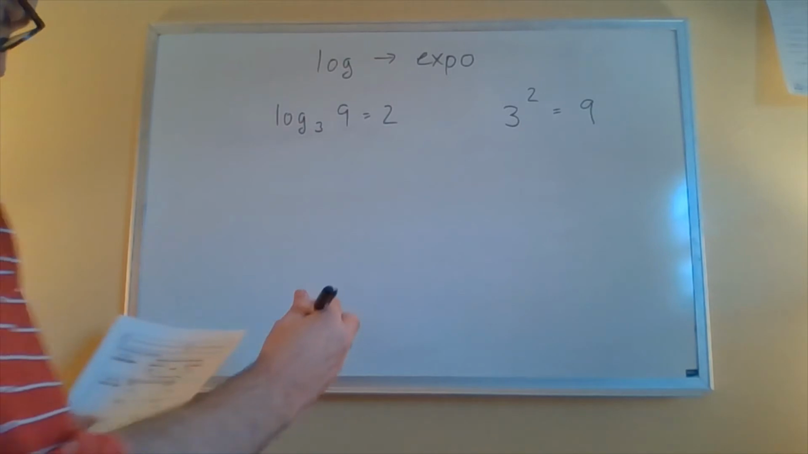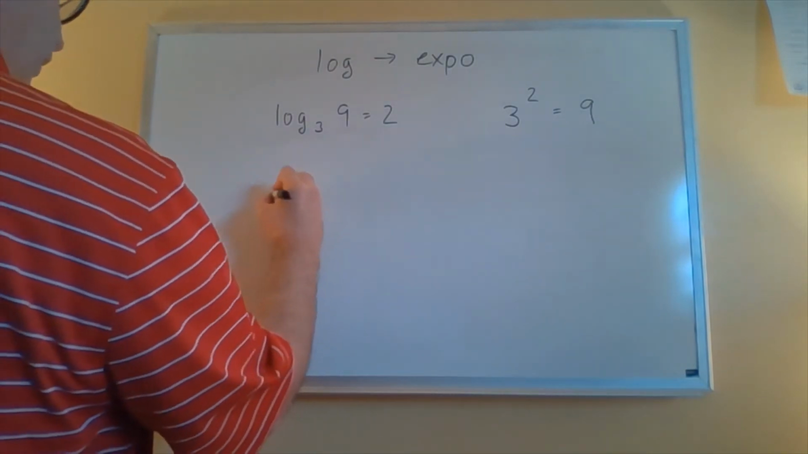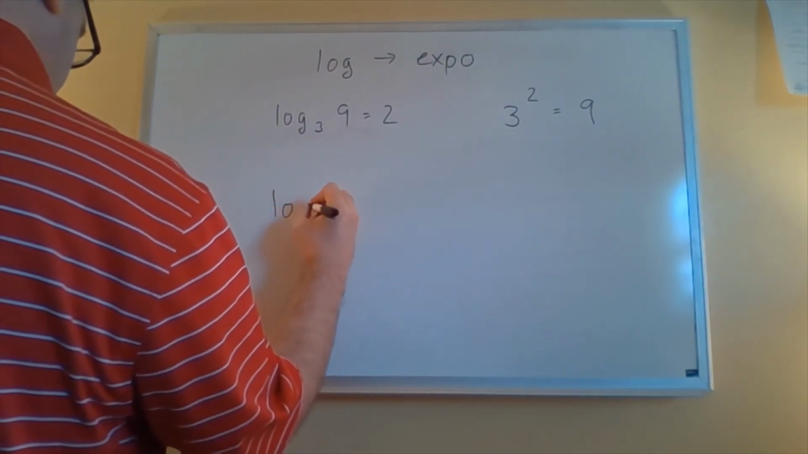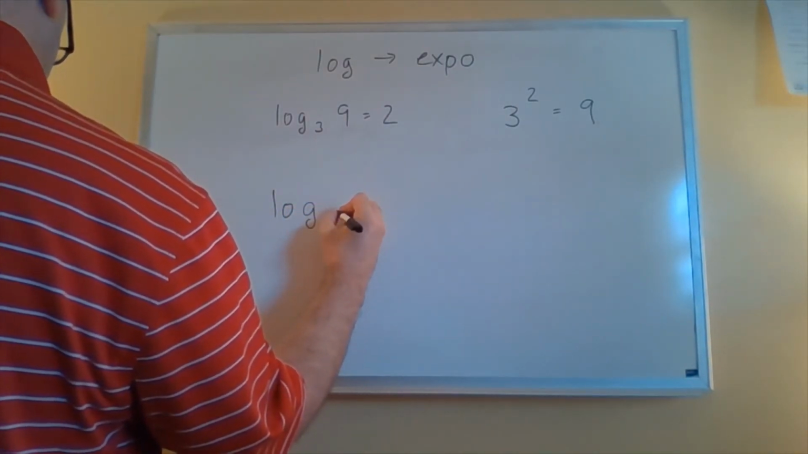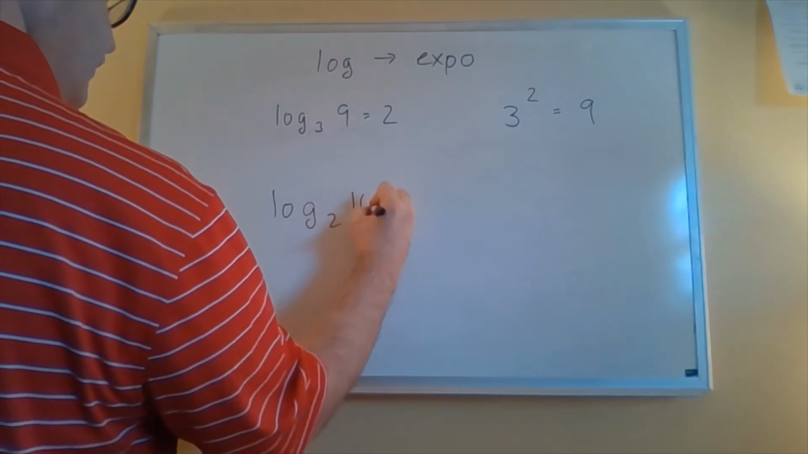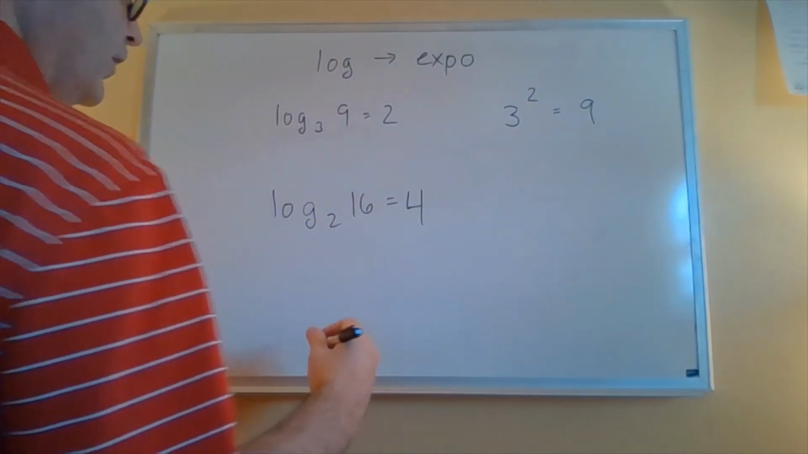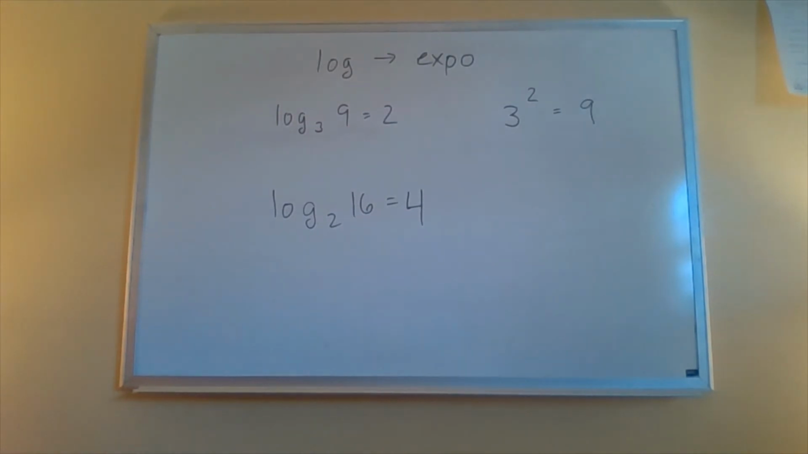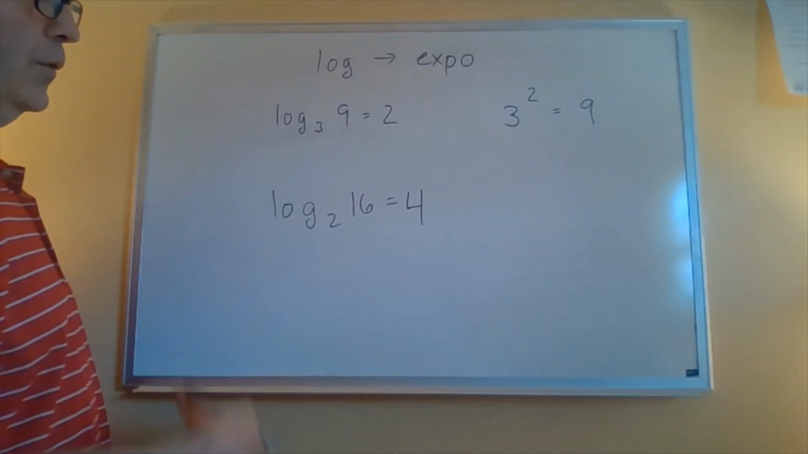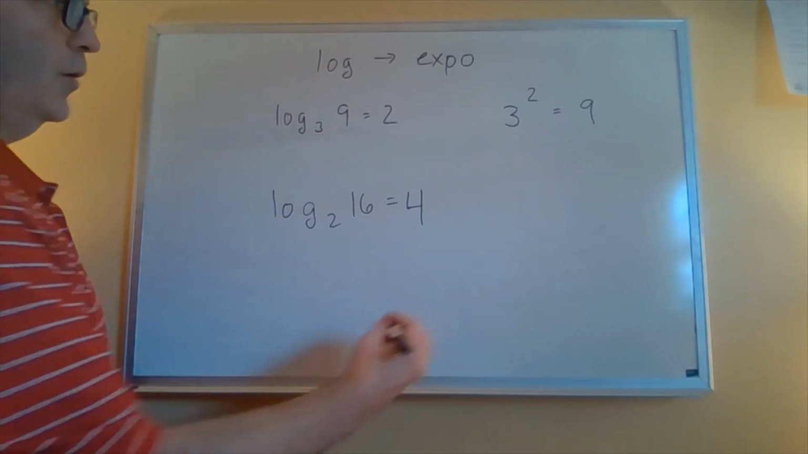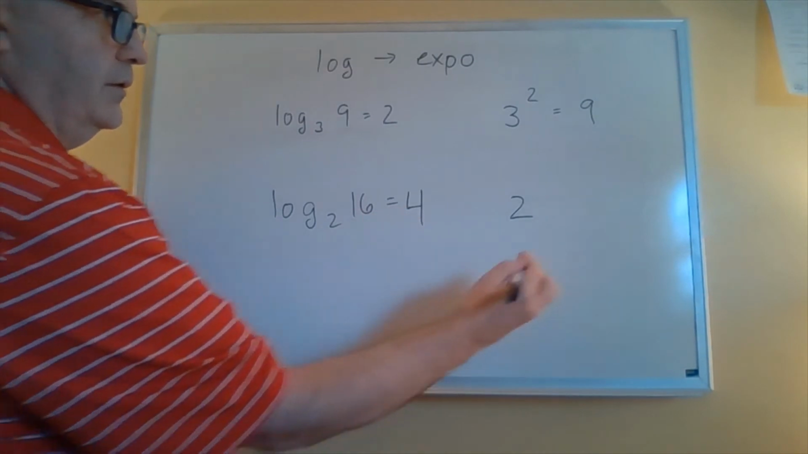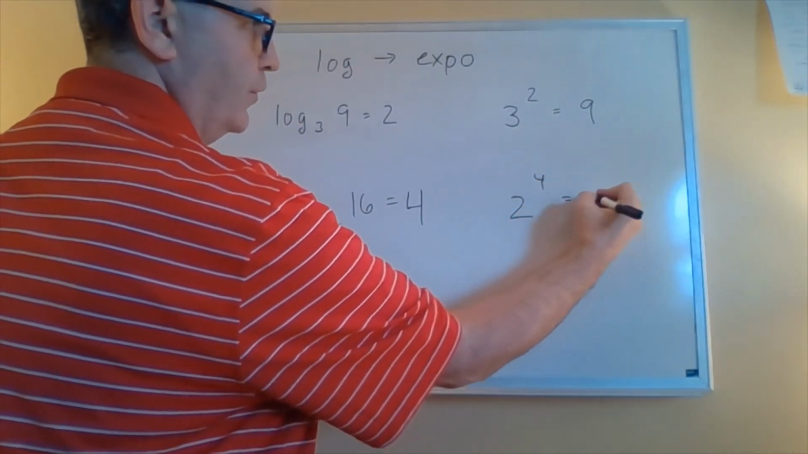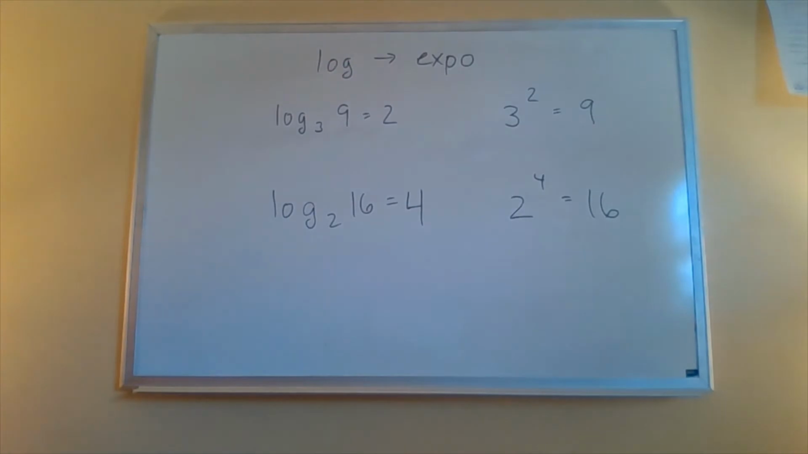Let's try another one here. Sorry, I had trouble reading my own writing there. I apologize. If I have log base 2 of 16 equals 4, let's rewrite that as an exponential. Our base is going to be 2. Our exponent is right here, that's what this log equals. So it's going to be 2 to the 4th equals 16. You can do the math and see that's correct.